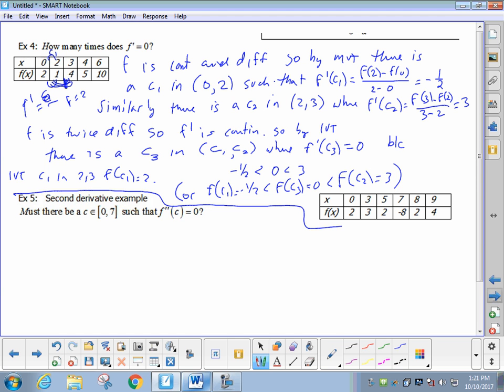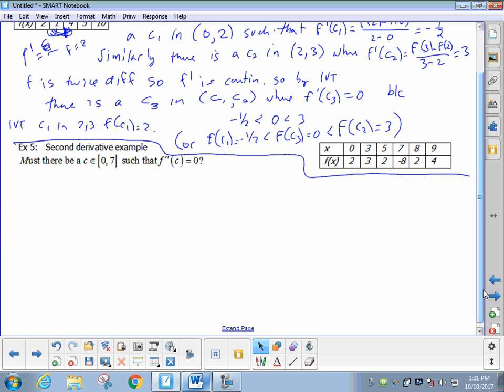Okay. Try the hardest case. Now I'm anxious to see if there's an easier way to do this. Try this. Second derivative: must there be a place where the second derivative is 0 given our table? There's definitely an easier way, a harder way to look at this.